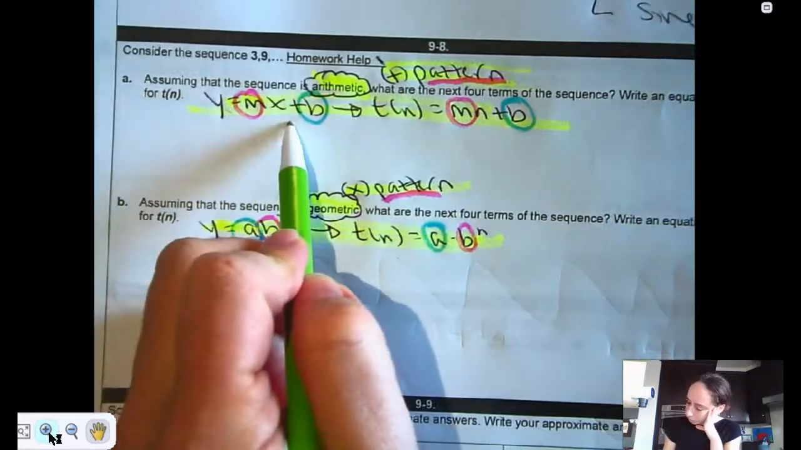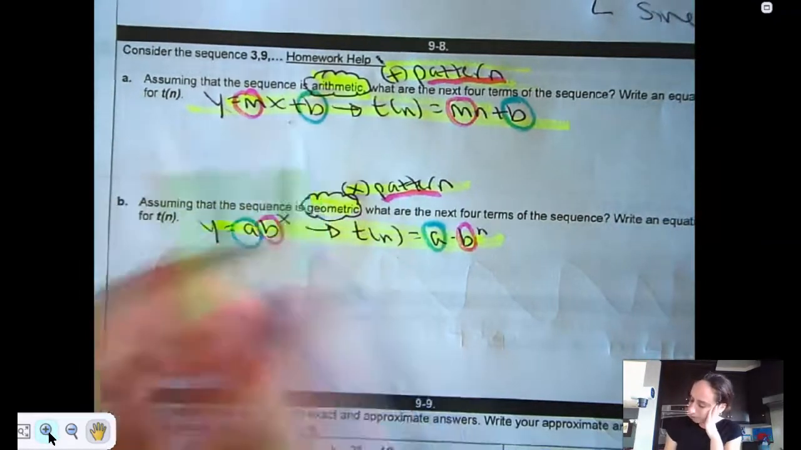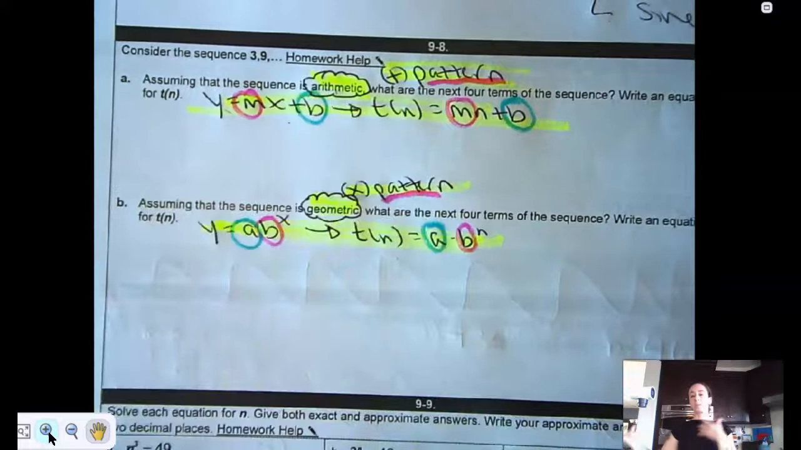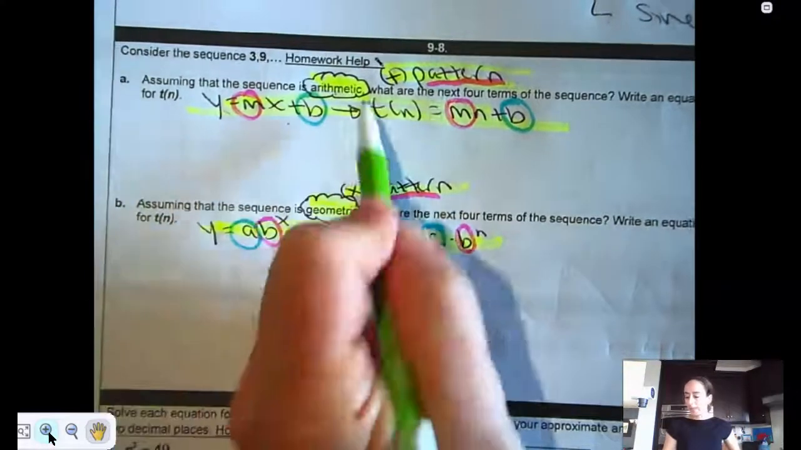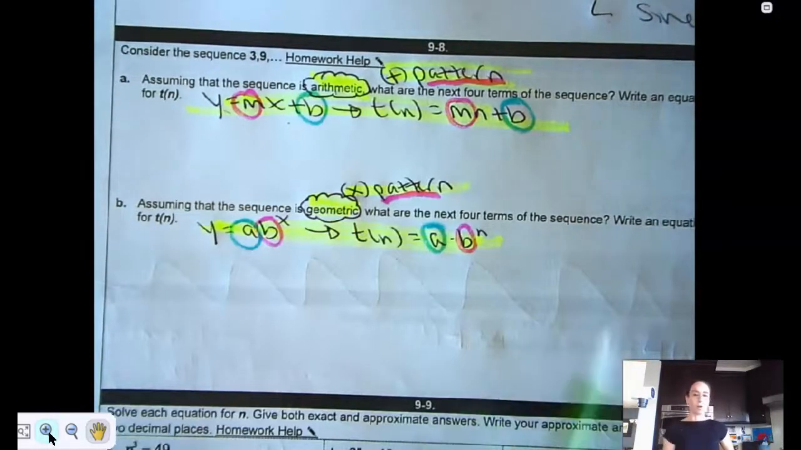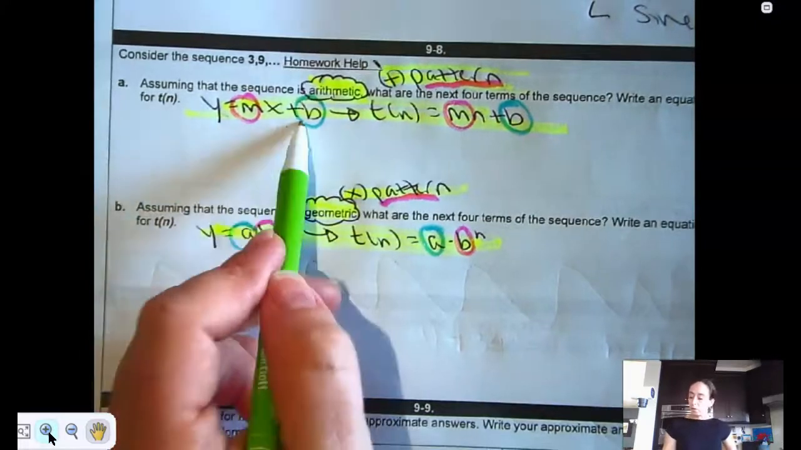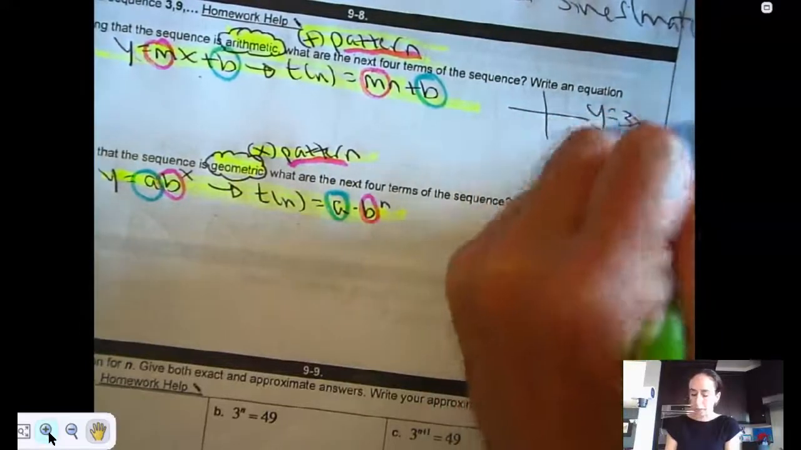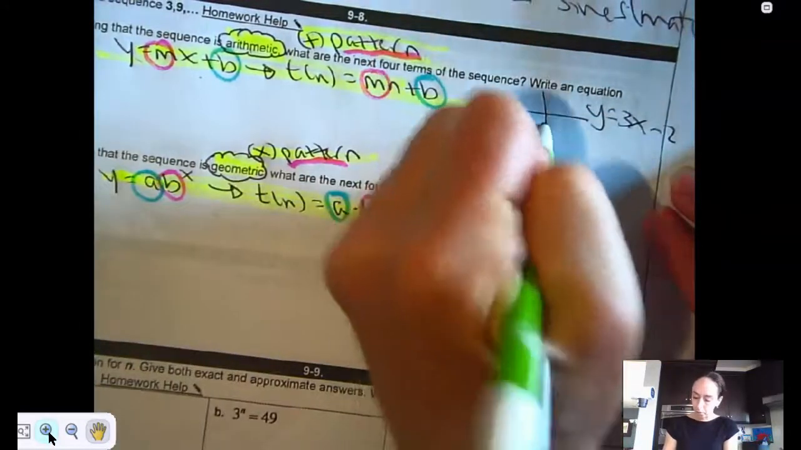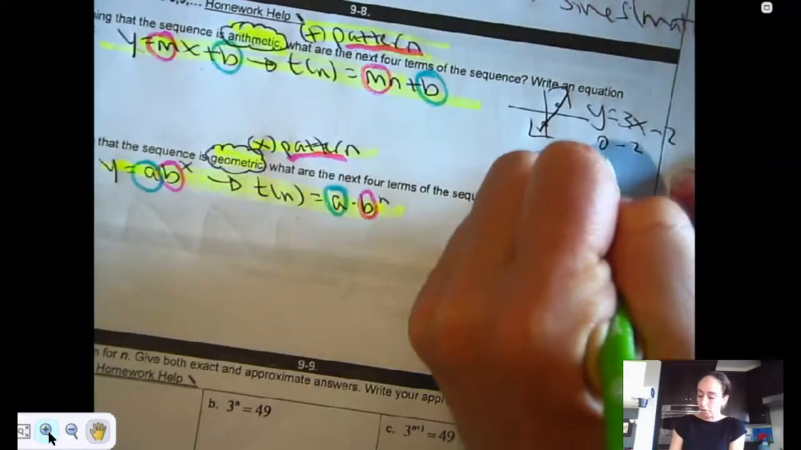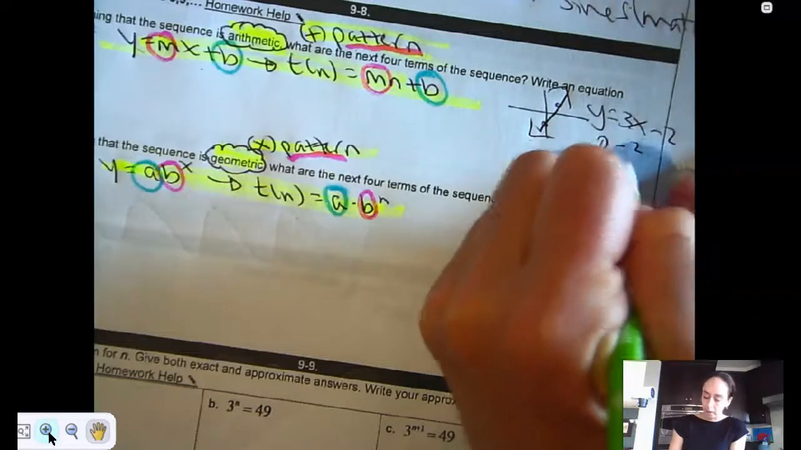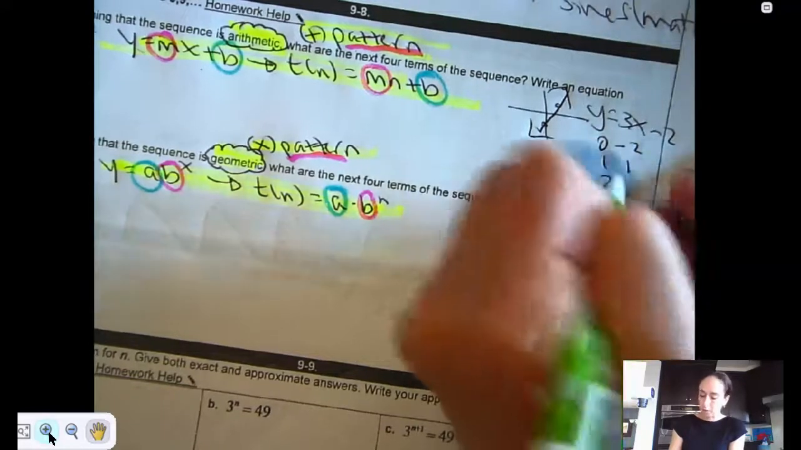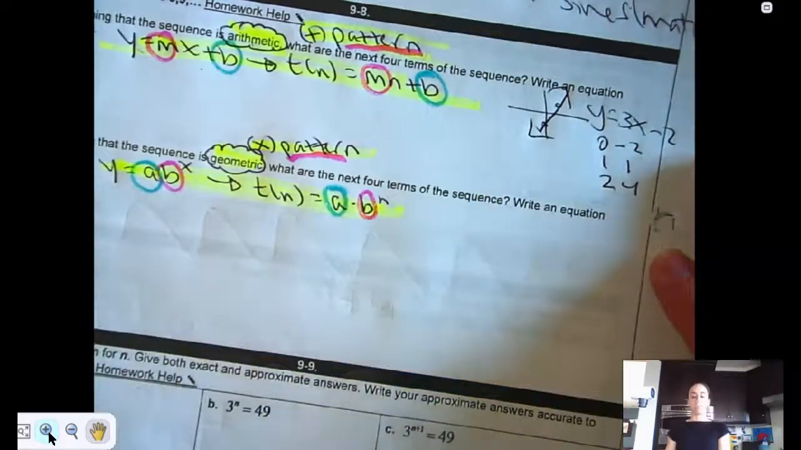So y equals mx plus b, you've done that. Good with that. Whenever you see arithmetic, it means y equals mx plus b. It means that it's an adding pattern, plus 5, plus 5, plus 5. But when we're doing an adding pattern, you know how when we graph it over here, if it was like y equals 3x minus 2, let's say, you would go down 2, up 3, right 1, right? And then your 0 term is negative 2. Your first term would be 1. Second term would be 4, and so on.